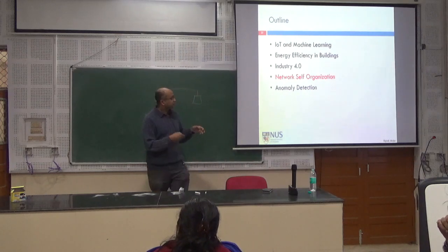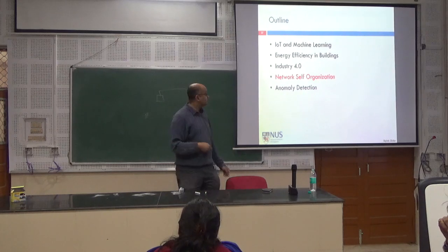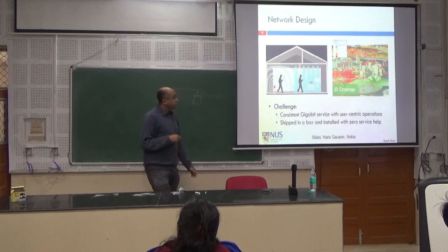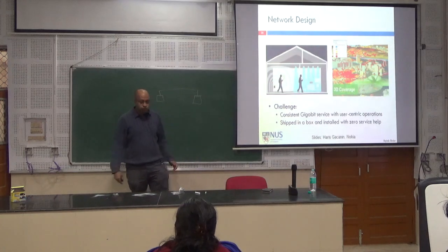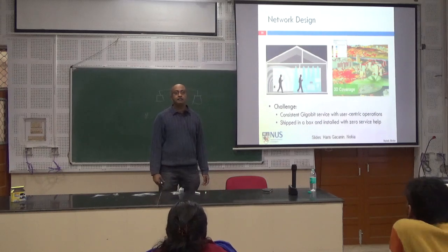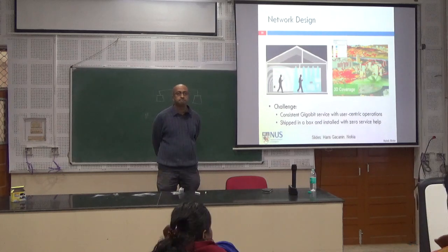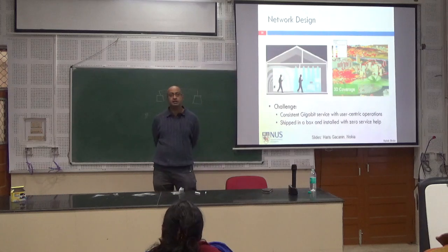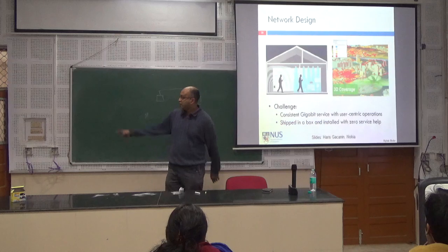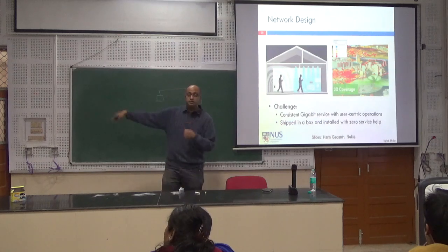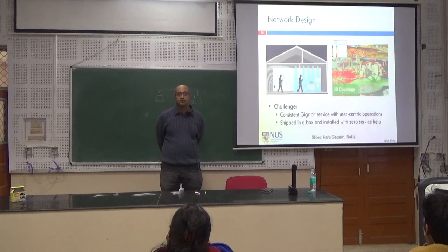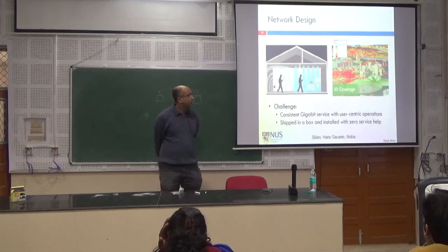Okay. So now let's come to something more network related. Let's talk about network self-organization. So what do we want in the future? We want consistent, high-speed internet service no matter where I go. Whether I'm outside, whether I'm inside, I just want consistent service. If I'm walking along the corridor here in this room, no matter where I go, it should be the same. How does that happen?